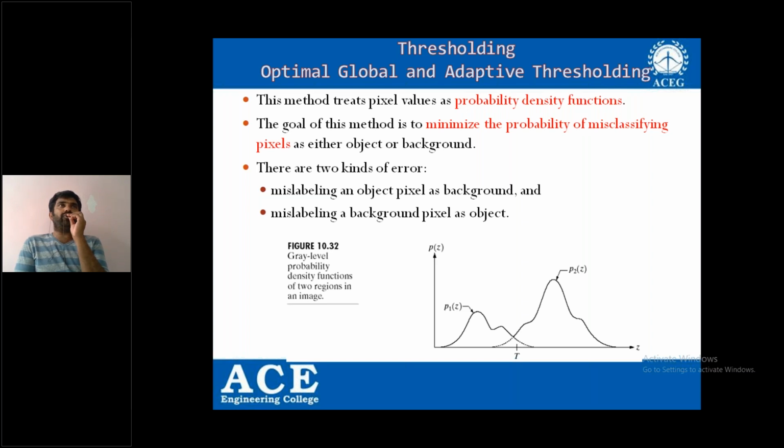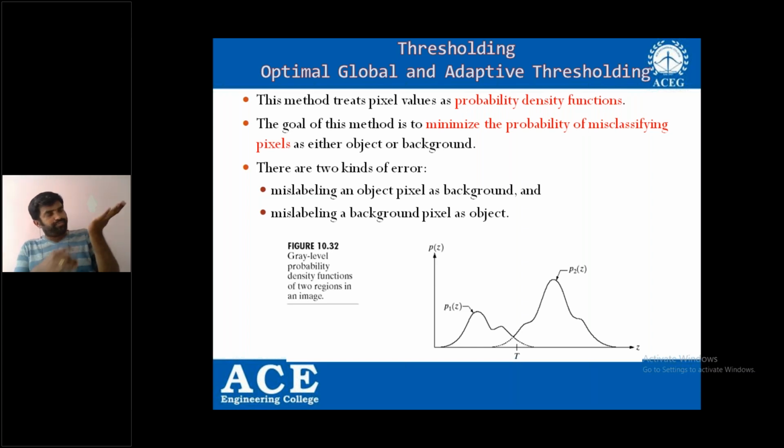Another one is optimum global and adaptive thresholding. The thresholding processes which we have discussed so far decide the threshold based on the pixel intensity values. You can also take the threshold value using probability density functions. This method treats pixel values as probability density functions. The basic goal of this is to minimize the probability of misclassifying pixels as either object or background.